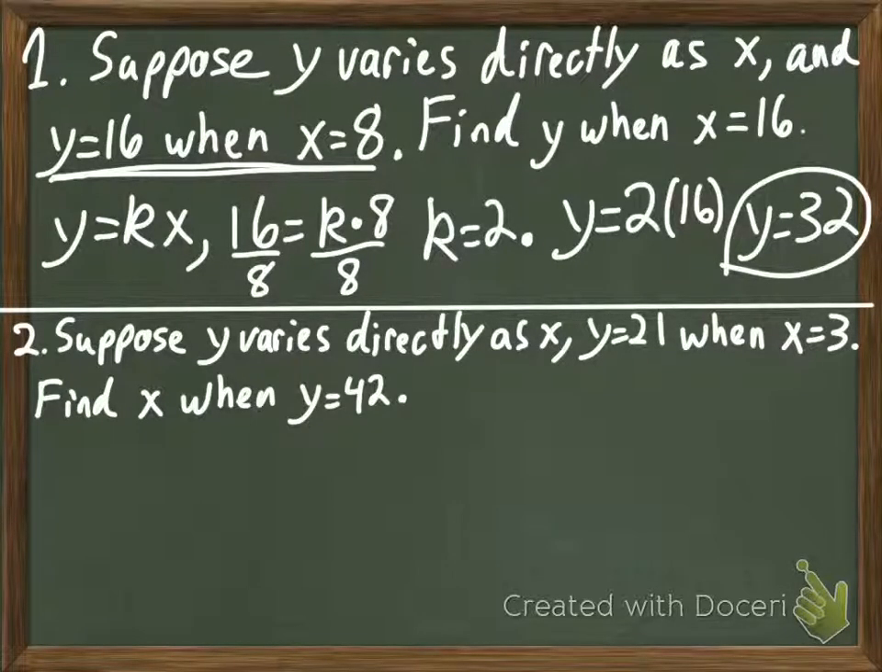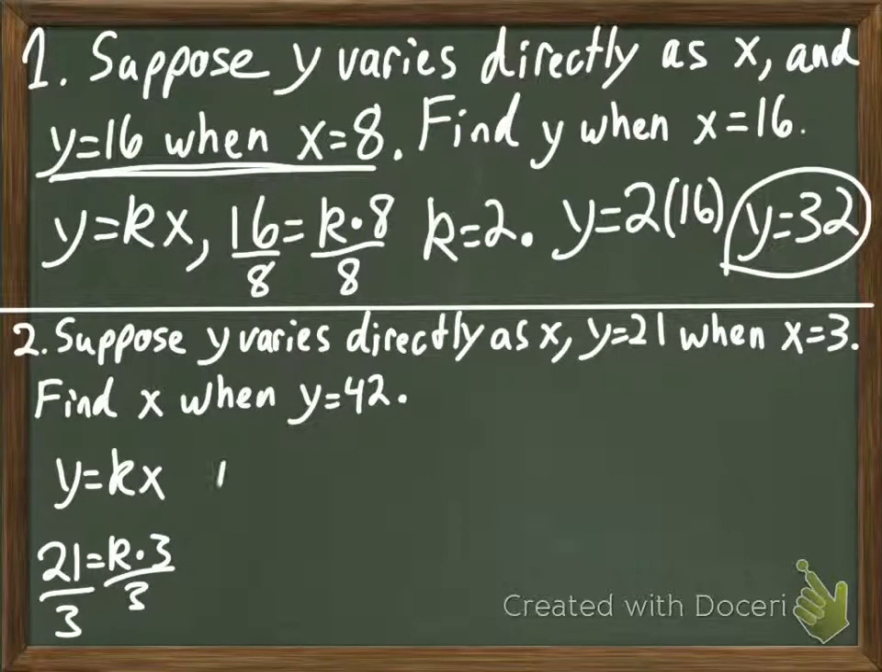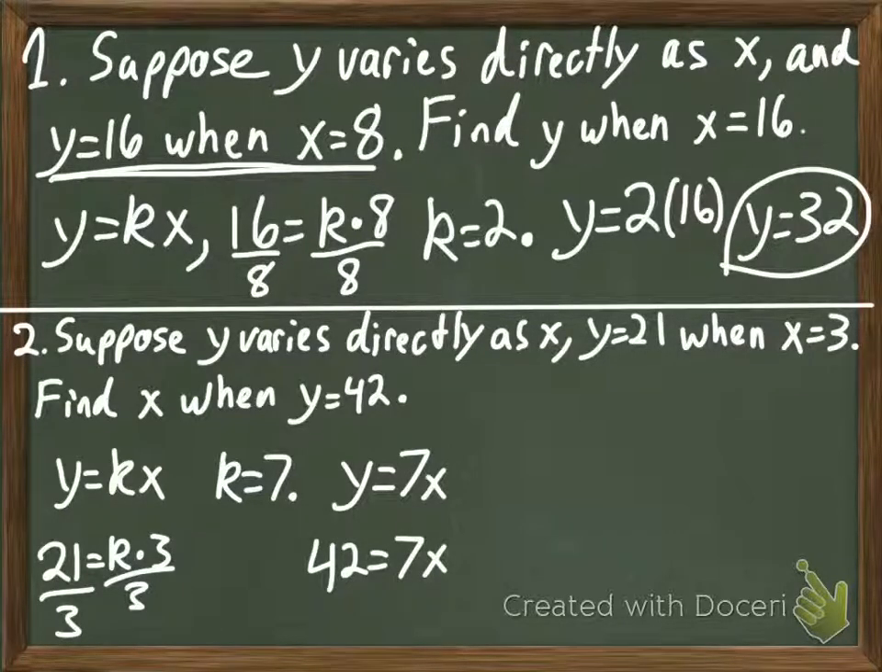Okay, so we're doing y varies directly as x again. So y equals kx, and we can replace that with 21 equals k times 3. We solve for k. We get that k equals 7. So now we know that y equals 7x, and we're going to find x when y equals 42. So we're going to substitute in 42 equals 7x, then we just solve for x. Divide by 7, and we get that x equals 6.